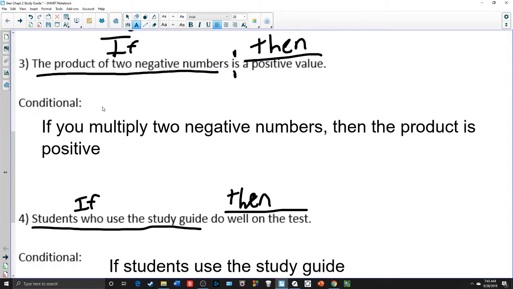Same thing for this one too, if we didn't have the "is" there. The cause is that we're multiplying two negative numbers. The effect is that we're getting a positive value out of it. So the cause is the if and the effect is the then.